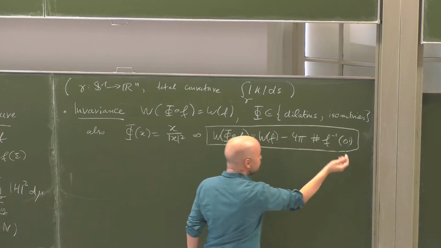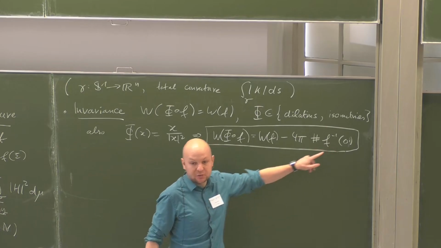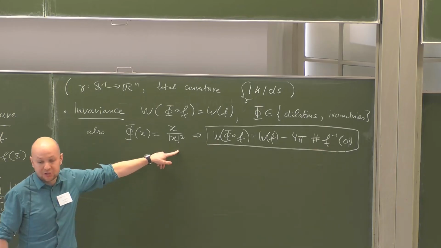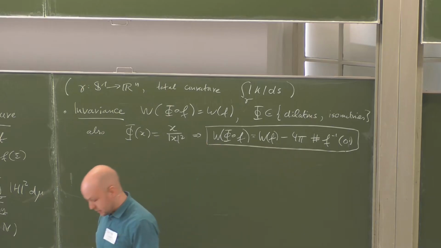This is why I'm including this in invariance, because of course if the surface does not touch the origin, we can do the inversion and the energy will not change. But this is also understood in the case where we have a point where 0 lies in the image of our immersion, then we get this multiplicity result, which is really a key identity to derive many properties from this energy.